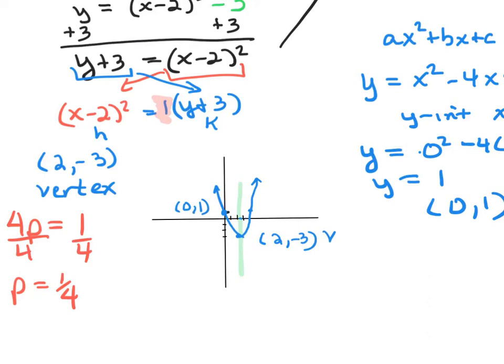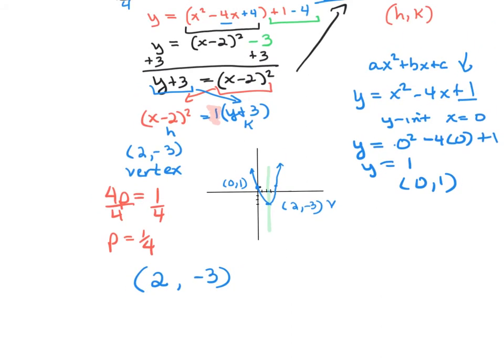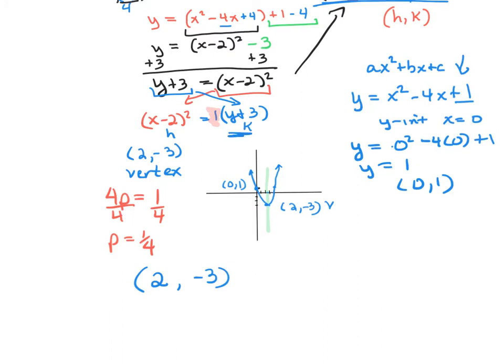I now need to find the focus point. So for my focus, we're going to use the vertex. Remember your non-squared term, it's the y. So I'm going to take the p-value, add it to the y. So I'm doing negative 3 over 1 plus 1/4. I need to find a common denominator. So I'm going to change negative 3 over 1 and make it negative 12 over 4. I can add this and I get negative 11 over 4.